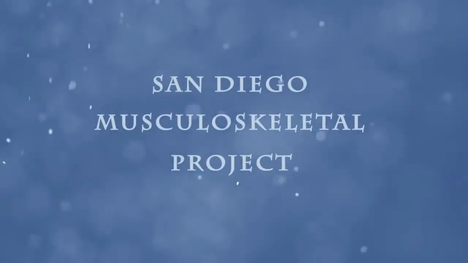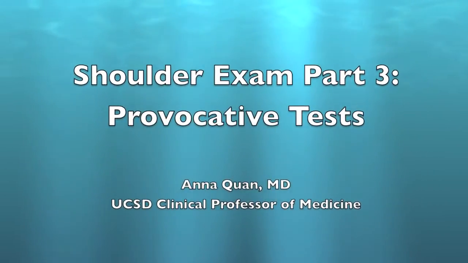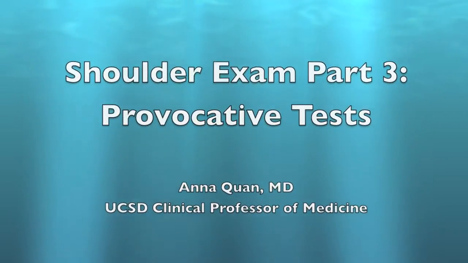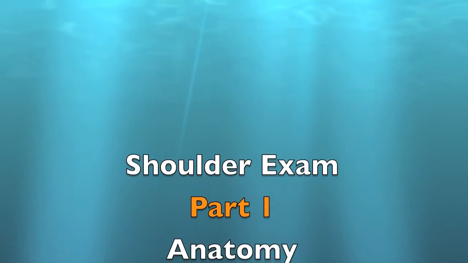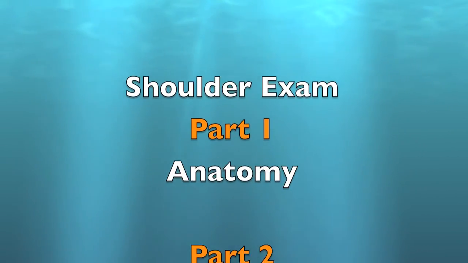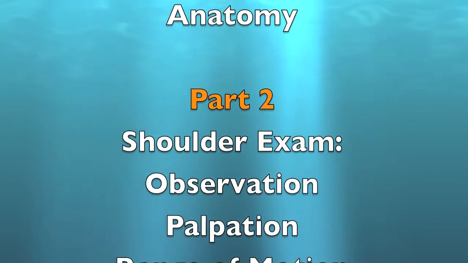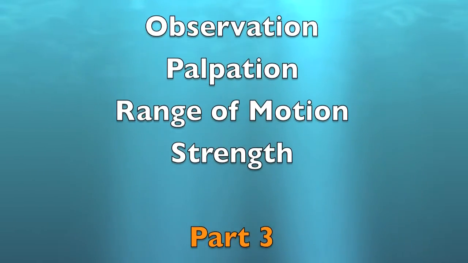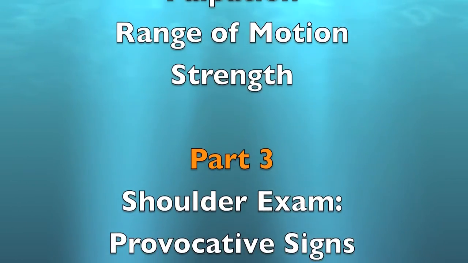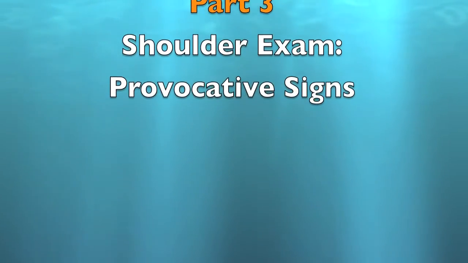The San Diego Musculoskeletal Project presents Shoulder Exam Part 3, Provocative Tests. This is the third of a three-part series on the shoulder exam. Part 1 covered shoulder anatomy, while Part 2 introduced the first parts of the shoulder physical exam: observation, palpation, range of motion, and strength. Part 3 completes the shoulder exam with the provocative signs.